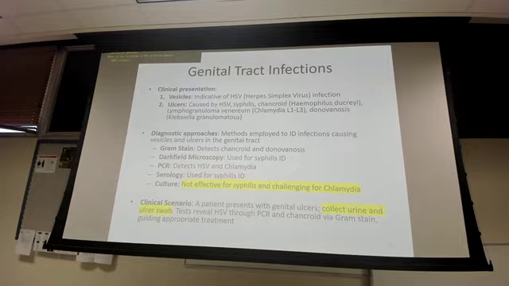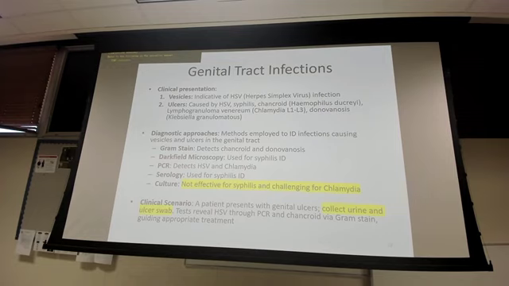Genital tract infections. Clinical presentation, indication of HSV or herpes simplex virus. Ulcers are caused by HSV, syphilis, and chancroid, chlamydia L1 through 3, and donovanosis. Okay? So anytime you suspect genital tract infections, you want to collect for gram stains.